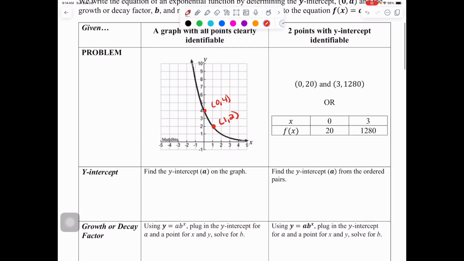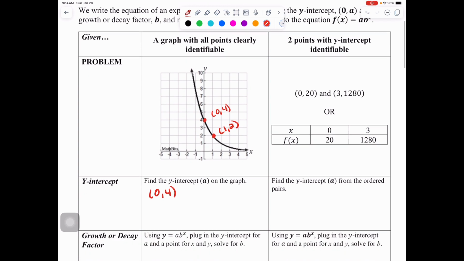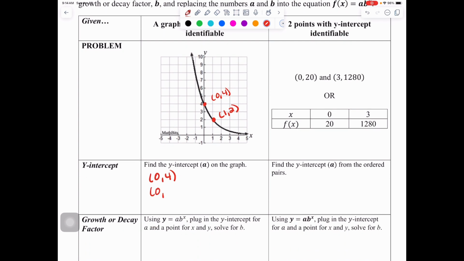So we'll start with finding the y-intercept. We have to find that initial amount that will go in for our a value. If it's a graph, you can find the y-intercept right on the graph. So we would go to the graph and see that it's crossing the y-axis at (0, 4). Remember, that's the y-intercept, which is in the form (0, a). So that means that our a value is 4, which is nice and easy to find from the graph.